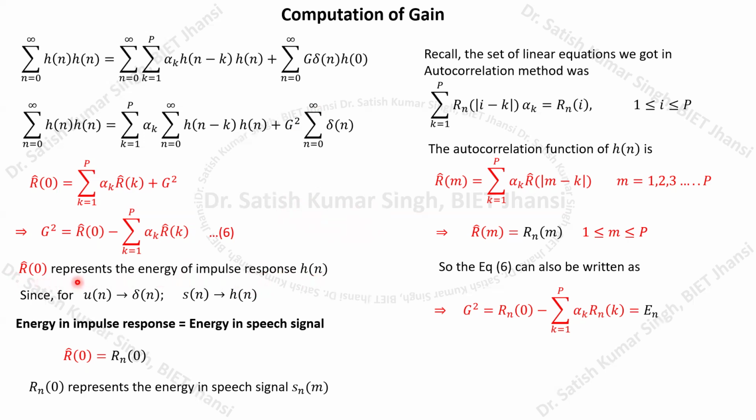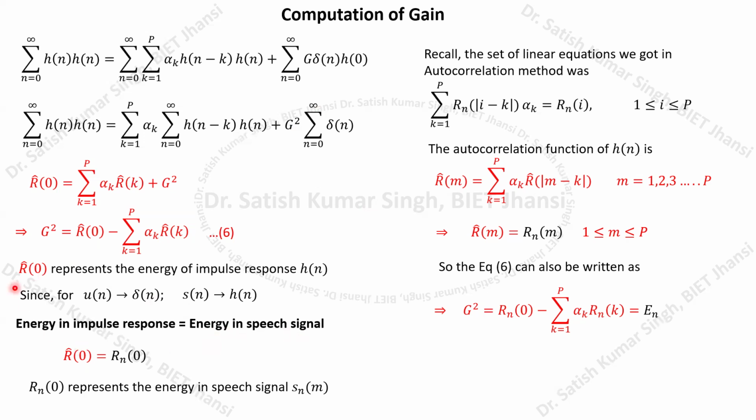Now again, you can recall what we have said before: this excitation un was taken to be the delta n function for the voiced speech frame, and we called this Sn as the Hn. So this Hn is nothing but your speech sequence itself. Though we have called it the impulse response, it is obviously going to be your speech sequence only. Therefore, this R cap 0 denotes the energy in the impulse response, and it also denotes the energy in the speech signal.